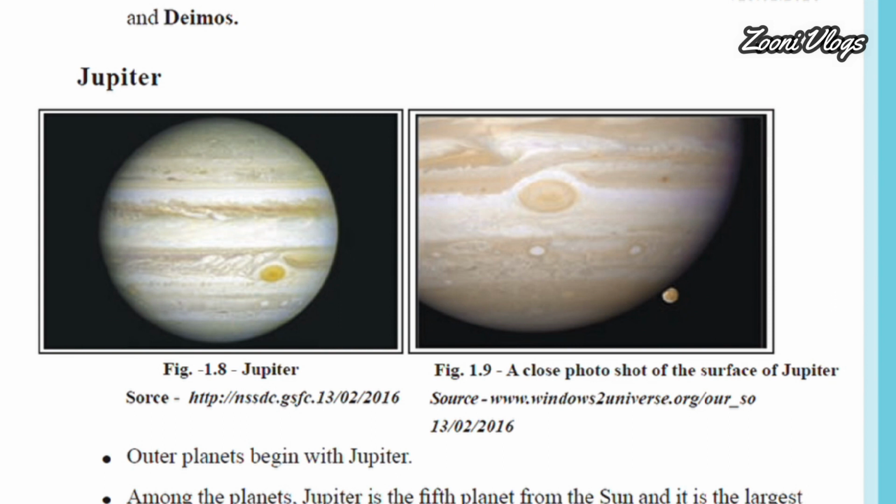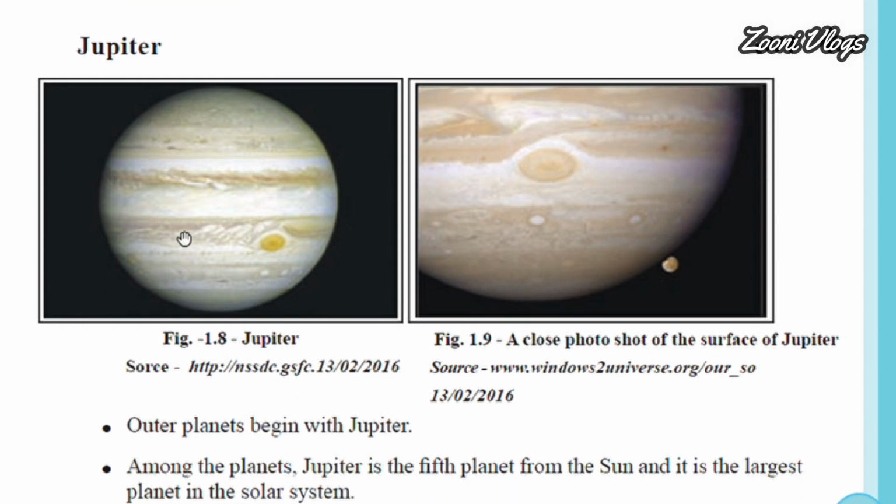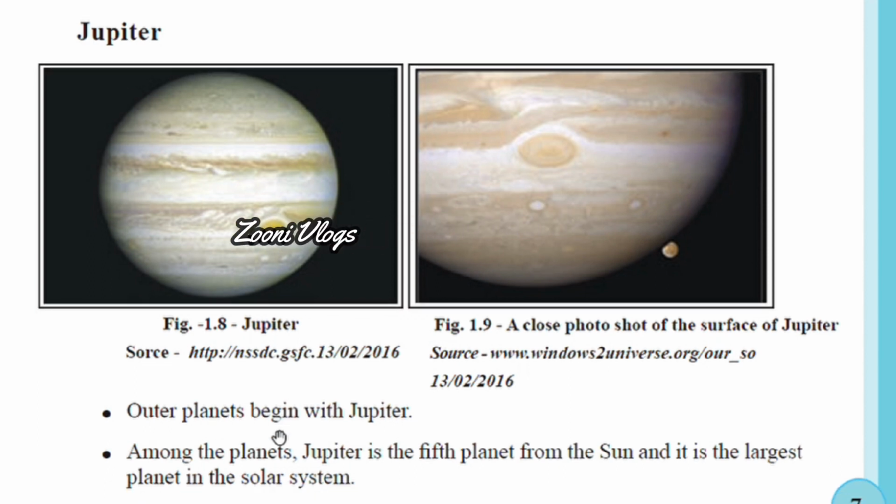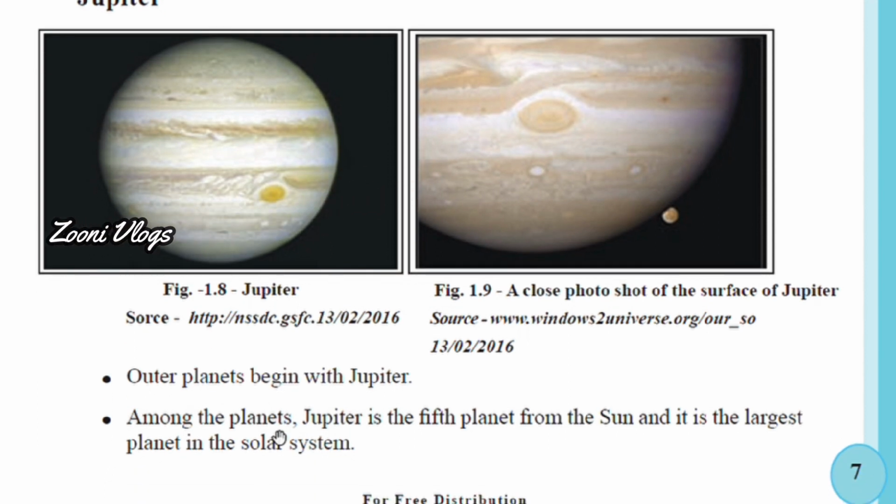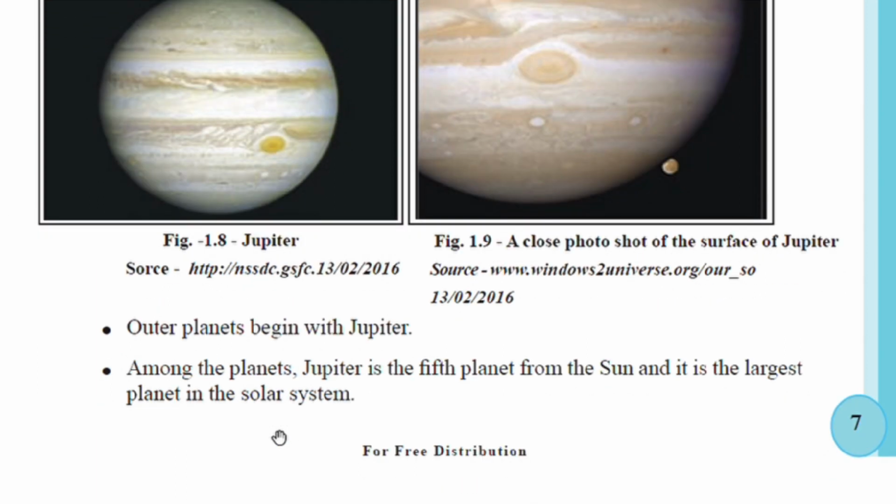The next one is Jupiter. Now we are going to study the outer planets. Outer planets begin with Jupiter. Now you know about the inner planets and the outer planets. There are 4 inner planets as well as 4 outer planets.